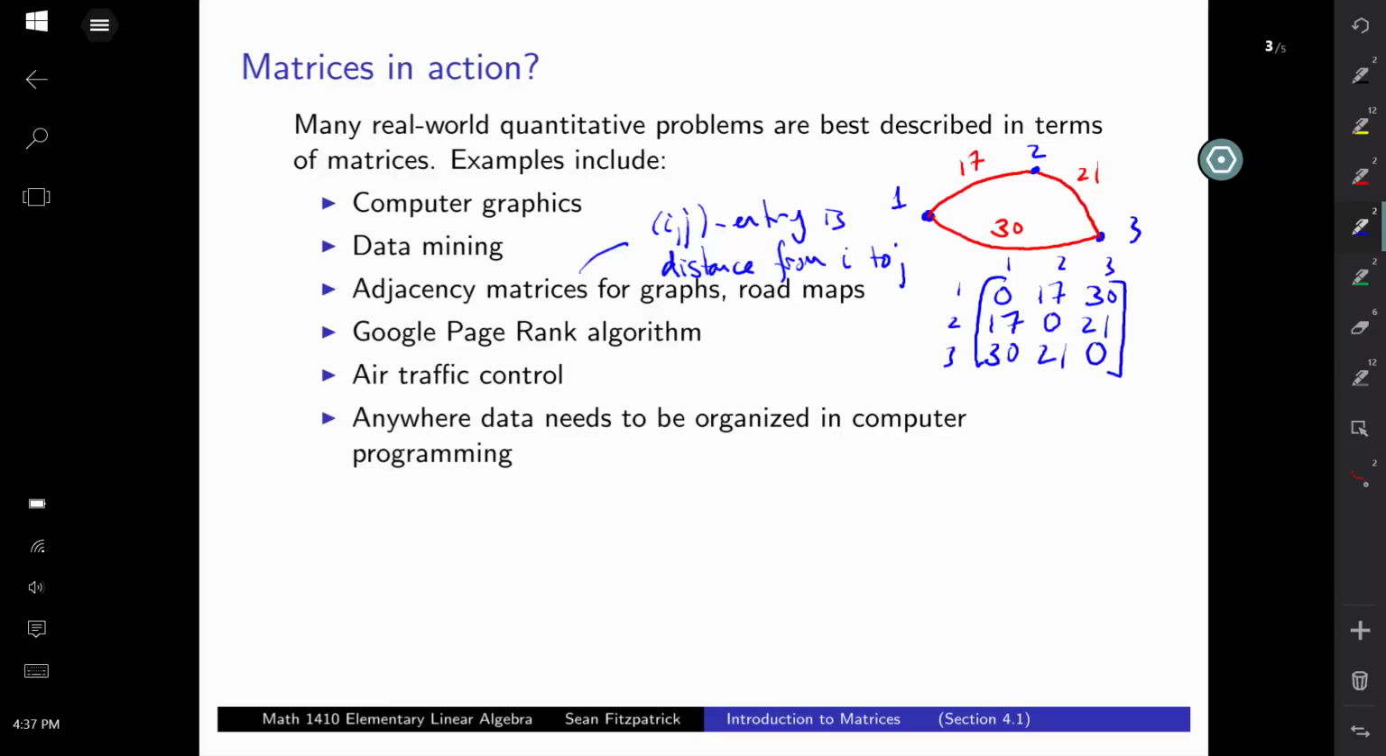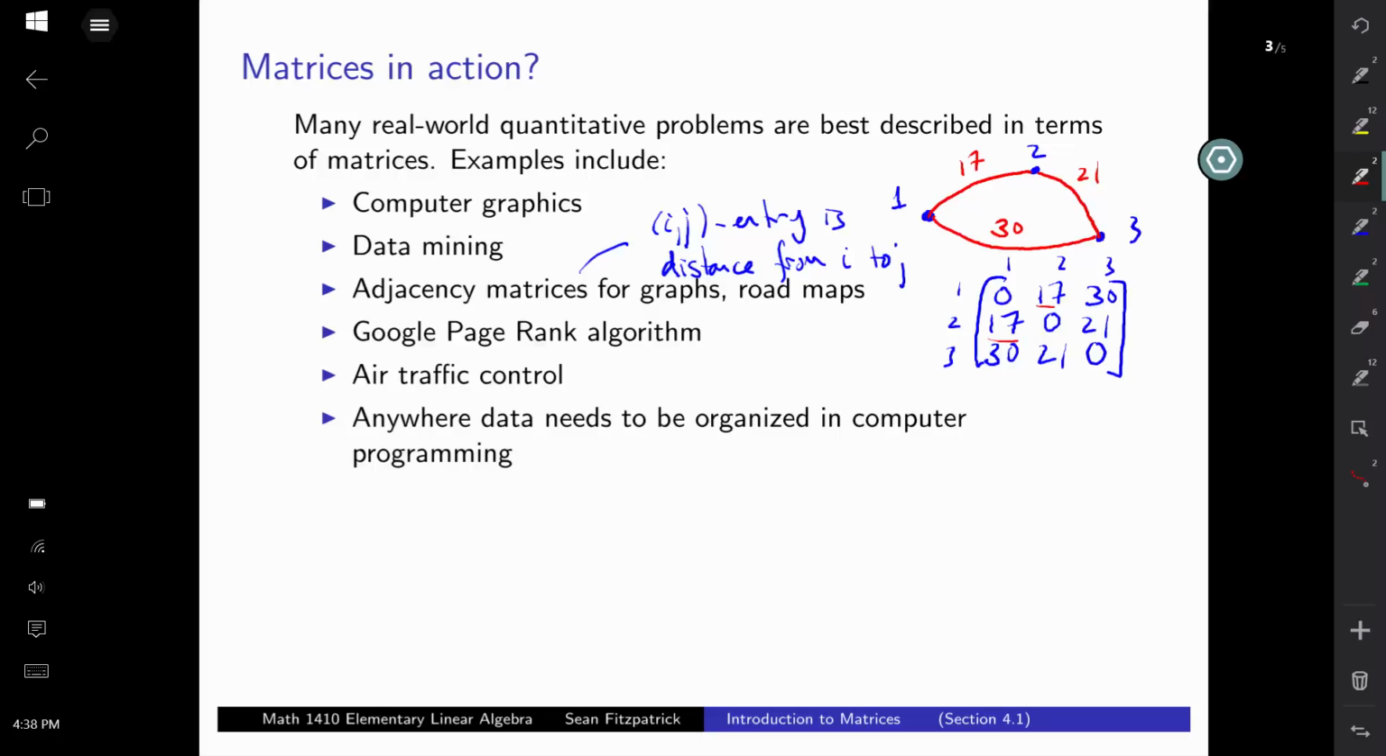And there might be scenarios where maybe you're dealing with one-way streets, or the way to get from 1 to 2 might be different from the way you get from 2 to 1, in which case maybe this number and this number are not the same. I've drawn a scenario where you're dealing with two-way streets, so those numbers are the same.